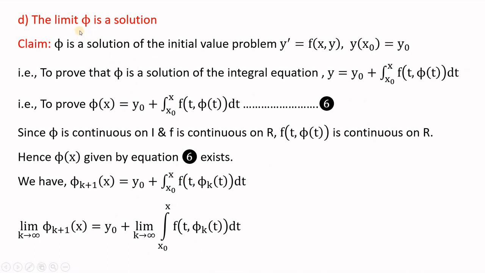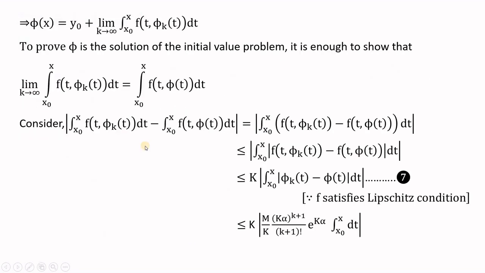Now we are going to prove that this phi is the solution of the initial value problem. To prove that phi is a solution of the initial value problem, it is enough to prove that phi is a solution of the integral equation. To prove that, we are taking the successive approximation formula phi k plus 1 of x. By applying the limit on both sides, this will end up with phi of x. So it is enough to prove that this limit is nothing but equal to the integral from x naught to x of f of t comma phi.